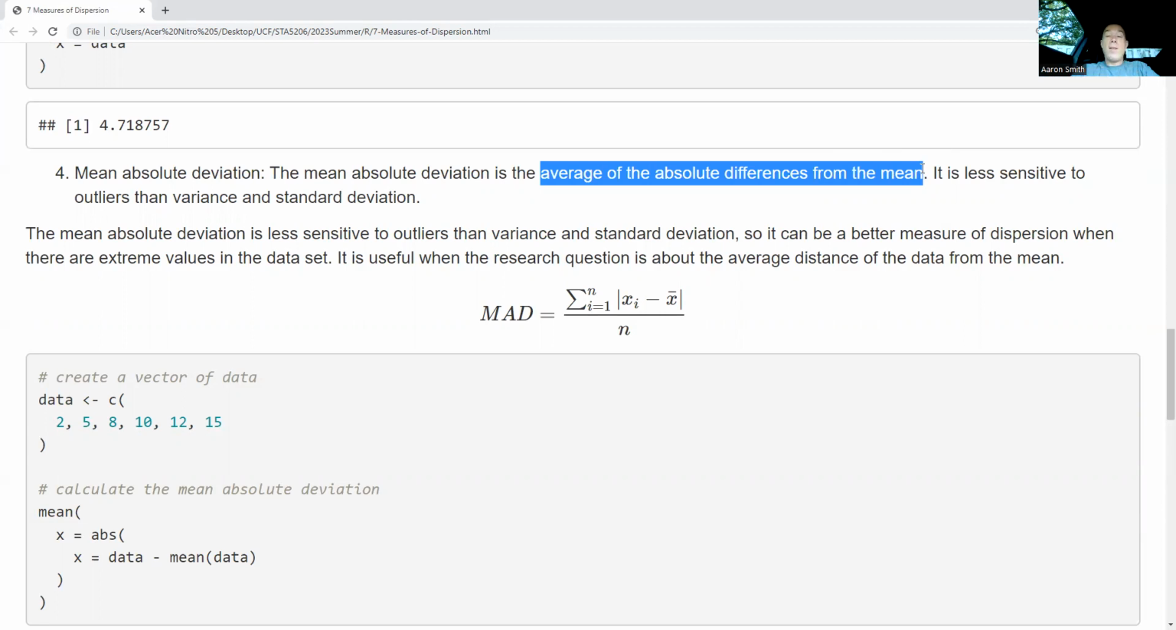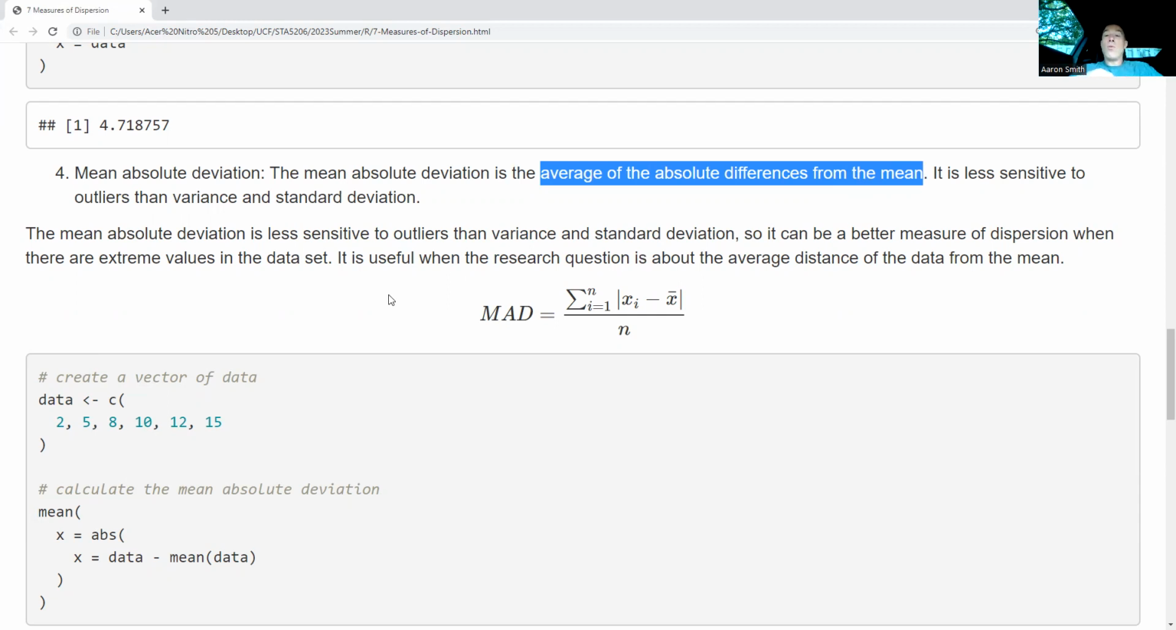And the reason for that is because when we square something, if I have an outlier that's kind of extreme, when I square it, the difference is going to be even bigger because of the squaring. And because of that, standard deviation and variance are very sensitive to outliers. Mean absolute deviation is still sensitive to outliers, but not as much. It is less sensitive to outliers than variance and standard deviation, so it can be a better measure of dispersion when there are extreme values in the data set.